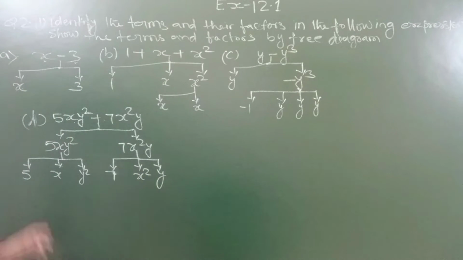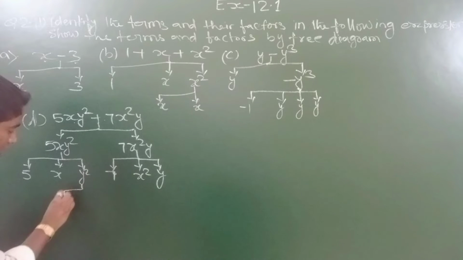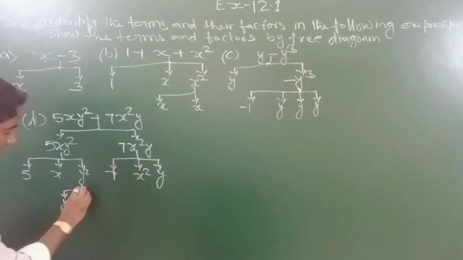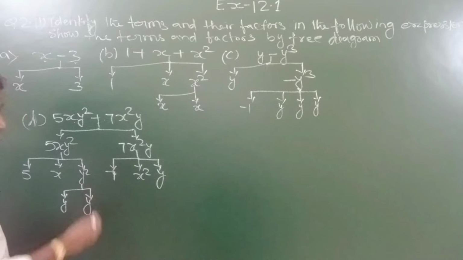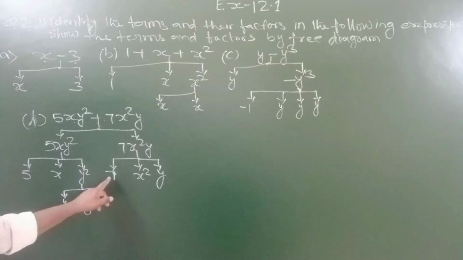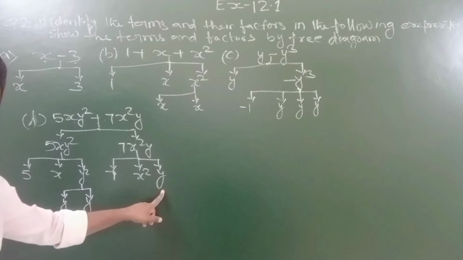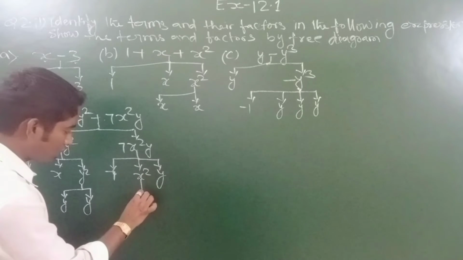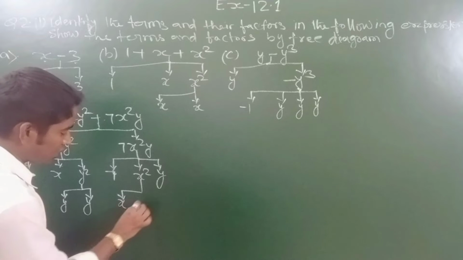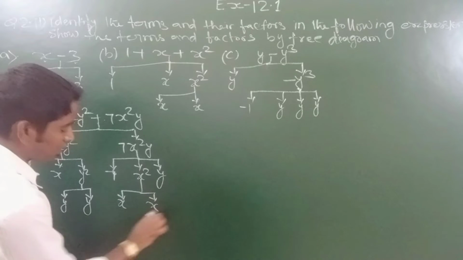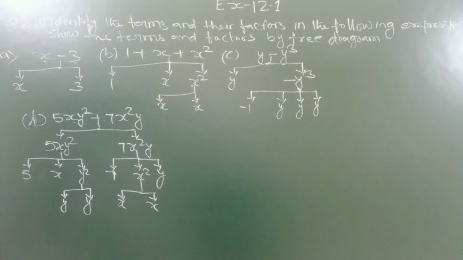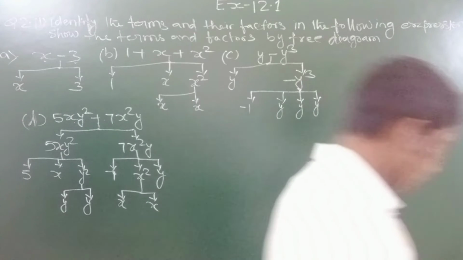Now you can see this 5 and x are in simplest form. This y square can be split further. So if you break it, here you will get y, and here also you will get y. Now here, students, 7 and y are in simplest form. This x square can be broken further. So here it will give you x, and here also it will give you x. Now it is in the simplest form, and it is the tree diagram of the D segment.